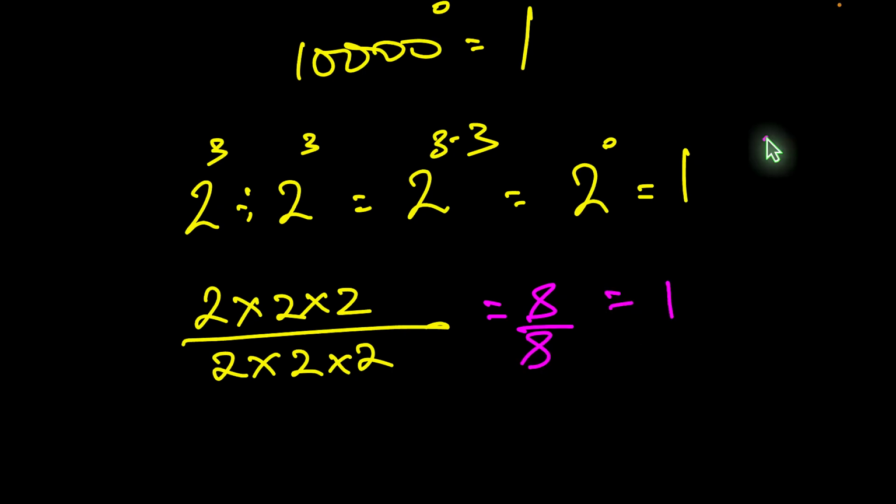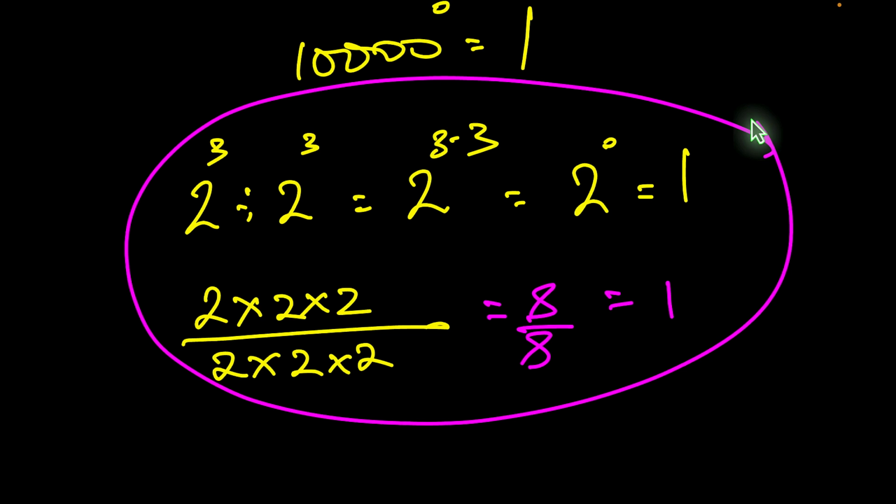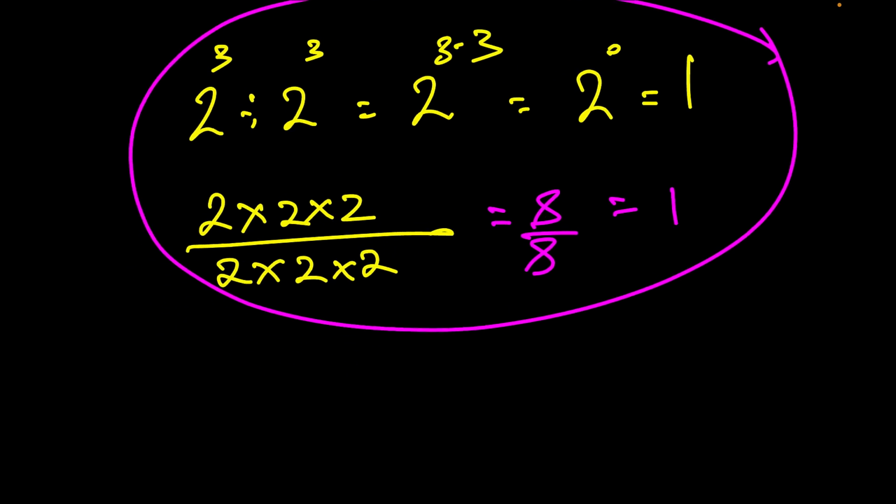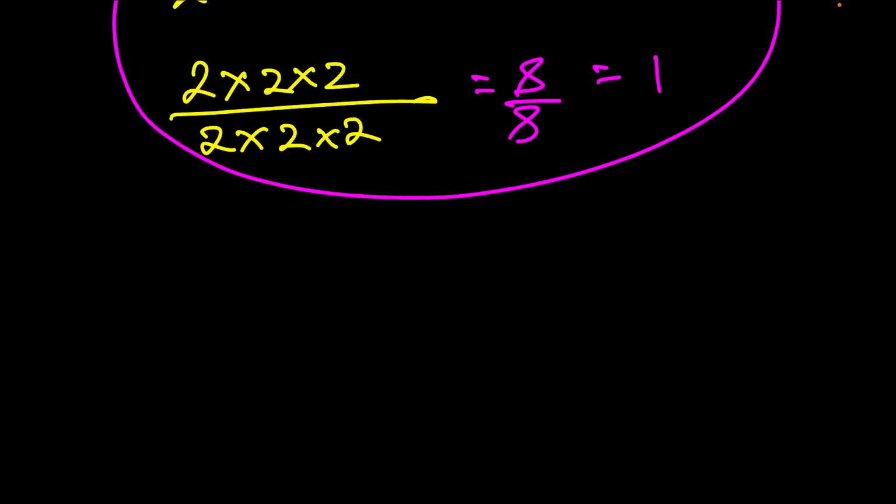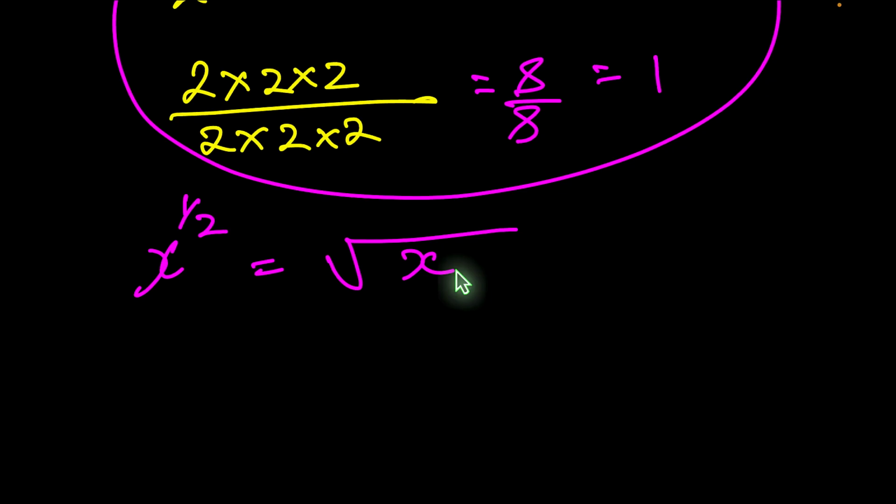So any value raised to the power of 0, it's going to be 1. All right, so let's look at when we have some fractional indices. So let's say we have x to the power of 1/2. All we have to do is find the square root of x in this case.